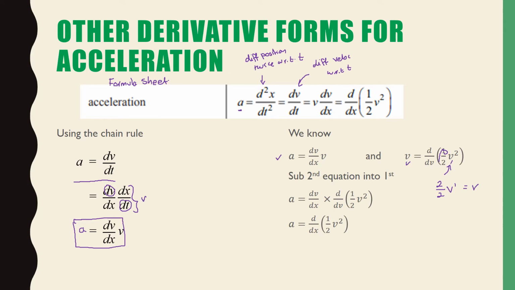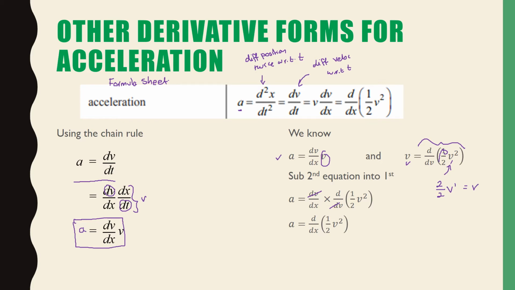Now if we substitute our second equation into our first one, we've got a dv dx, that was from here, and we replace v with our whole expression over here, d dv of a half v squared. Now using the chain rule again, these two bits will essentially cancel out. Not quite, but we can think of it that way. And that tells us that acceleration is equal to the derivative with respect to x of a half v squared. And so that's our final formula that we can use.